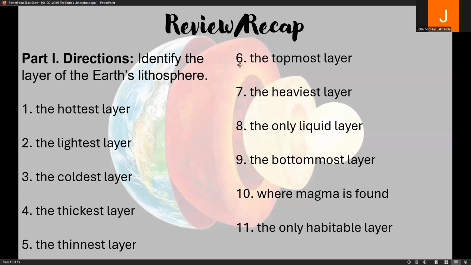Now, bottommost layer happens to be inner core. Magma is located inside the mantle, and the only habitable layer is the crust. You will die, or we will die, all the living organisms will die in the mantle and the core due to the extreme heat. We will burn first, then eventually die if we happen to travel in it.